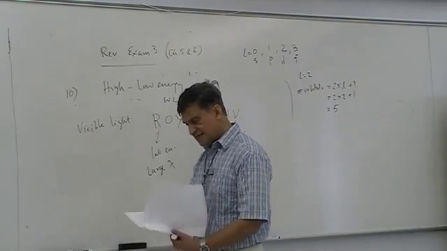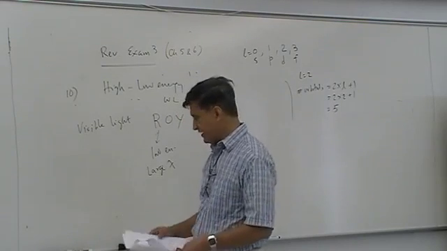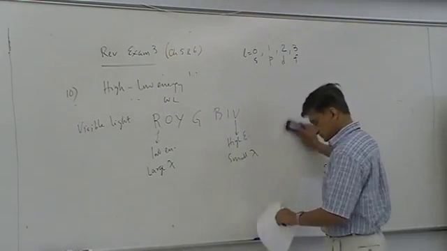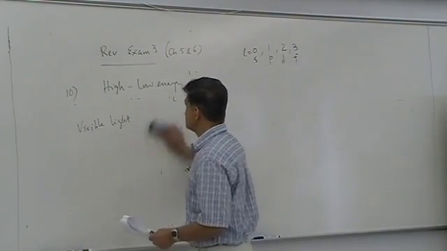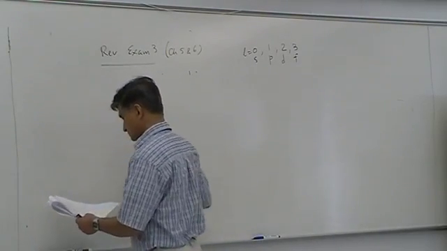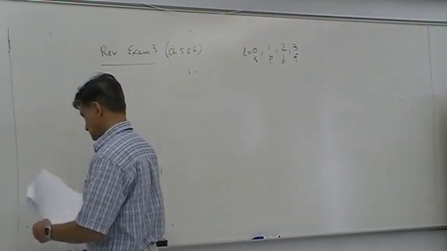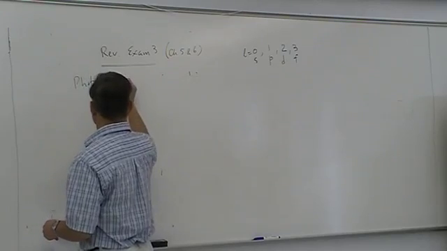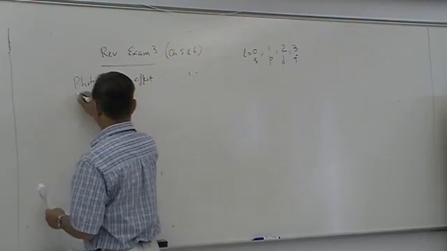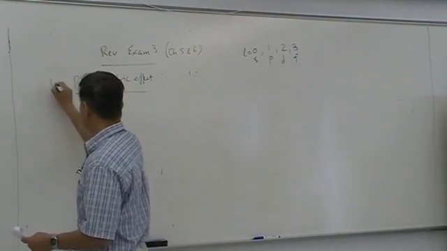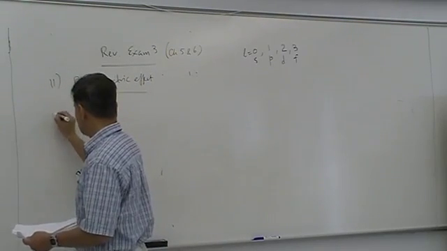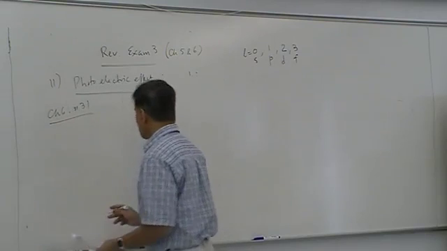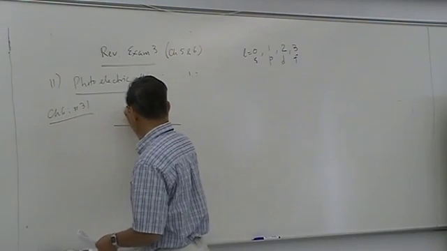For this review, the last problem would be on photoelectric effect. Einstein's photoelectric effect. The problem that I picked is number 31, chapter 6. Let me draw this so that you have an understanding.